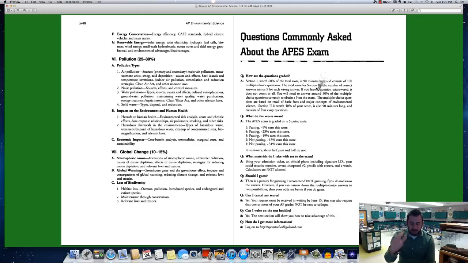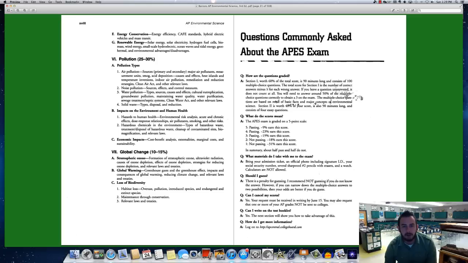There are some things that have changed a little bit that I want to talk more about. This one says, how are questions graded? Section 1 is 60%. It's 90 minutes long, with 100 multiple choice questions. It says you need to answer around 50% of multiple choice. That is incorrect. You're trying to answer all of them to get as many points as possible. There's no harm in guessing, because the more you guess, the better opportunity you have of getting points. There's no penalty for wrong answers.